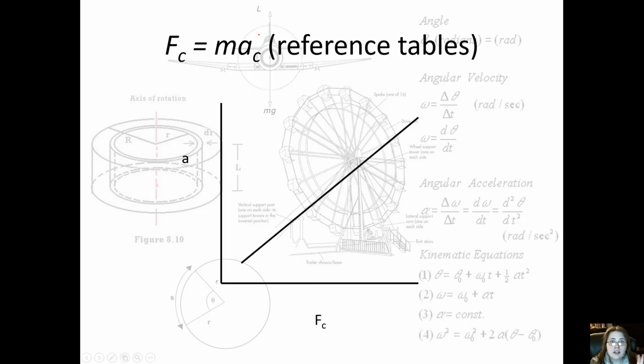All right, then the centripetal force, this is also in your reference table, is equal to mass times centripetal acceleration. So you can see that you have a direct relationship with the acceleration. As the acceleration increases, so does the force. It's directly related. You can see that here in the equation, as one goes up, so does the other one.